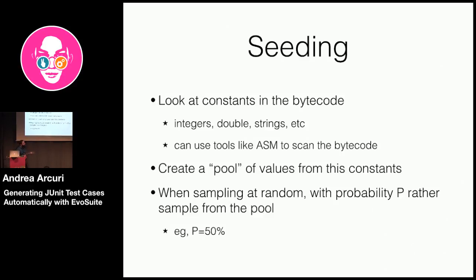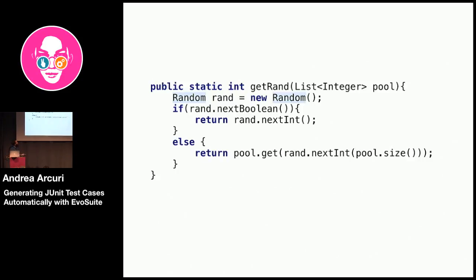And it's not only about integers, it's also about strings. And then from all these constants that are used in the software, you can try to create a pool of values. And when you sample, instead of sampling at random, you can do something like this. Let's say with 50% probability, you sample completely at random. Otherwise, you sample from the pool of constants that were used in the software.